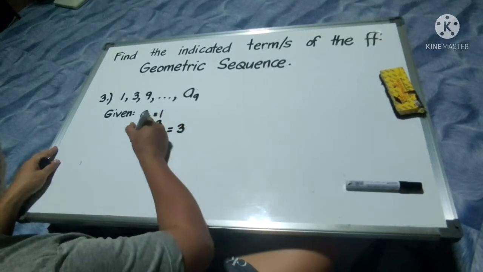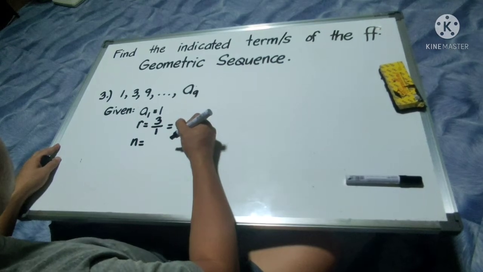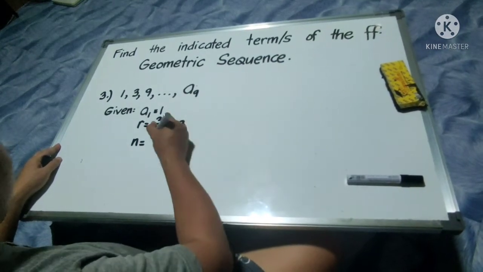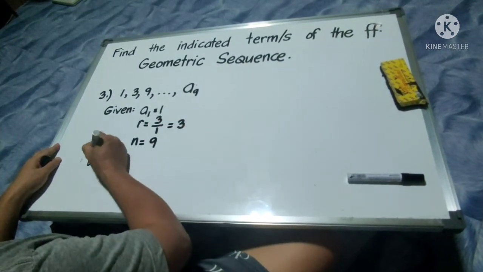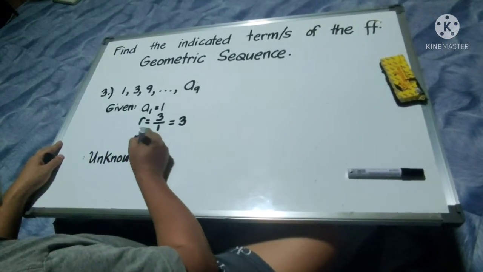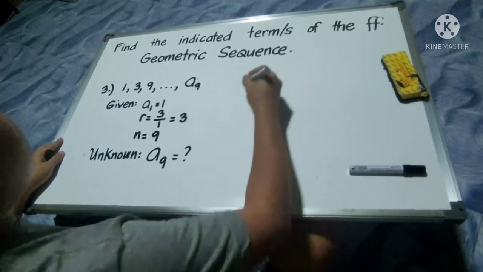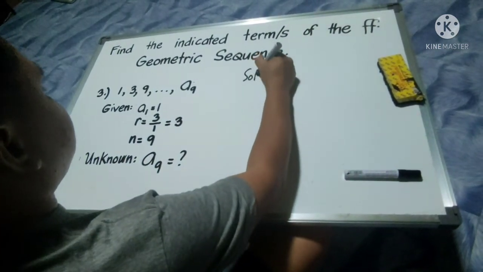Now, what is our n? Our n is the subscript of our nth term, and that is 9. Our unknown is, of course, our a sub 9. So it is our unknown. So proceed now to solving.